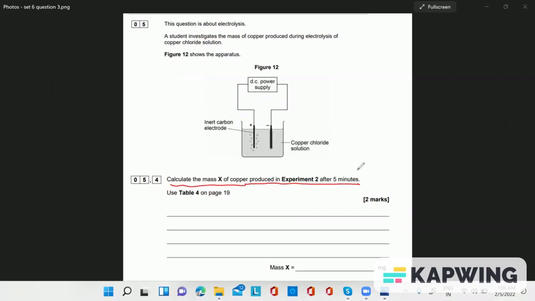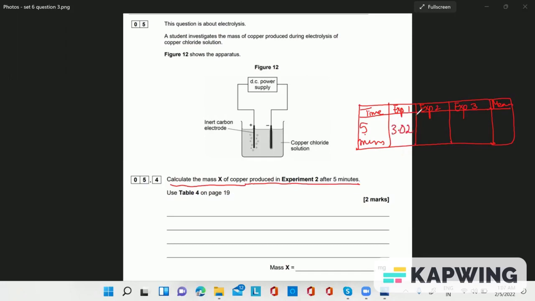I just want to show the part of the table which is very relevant for this question, because I have not shown you the table here. First of all, it is the time, so it's 5 minutes. This is experiment 1, experiment 2, and experiment 3, and also the mean copper produced. This is the mean value. After experiment 1, 3.02 grams of copper has been produced. Experiment 2, this is X. Experiment 3 is 3.01. And the mean value is also given, it's 3.06.